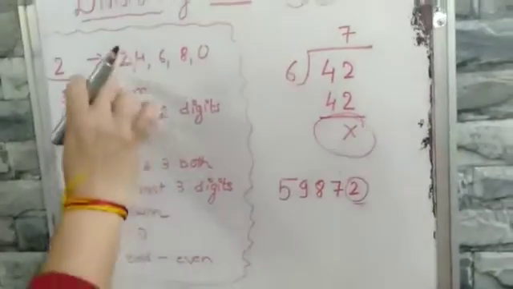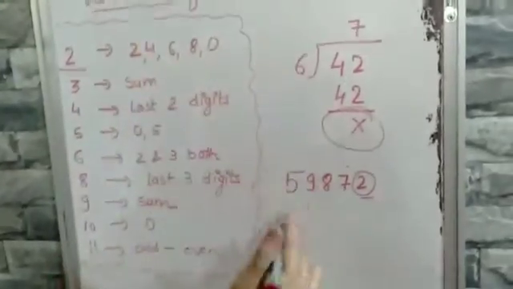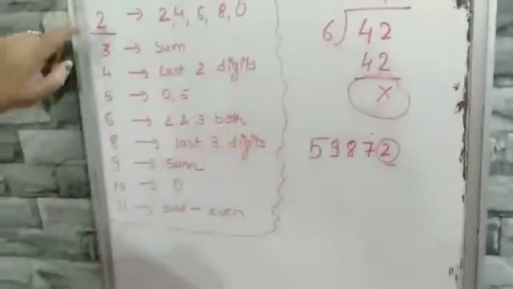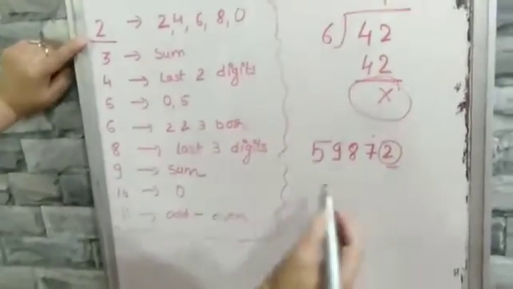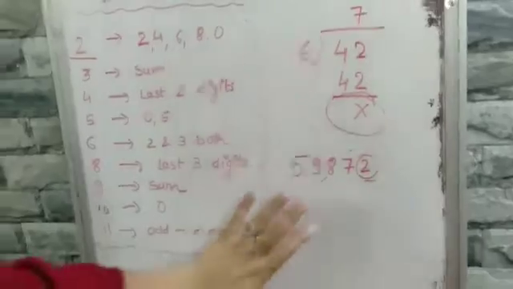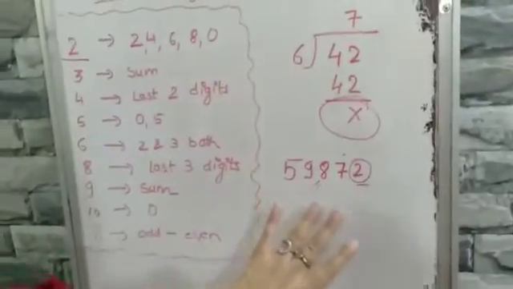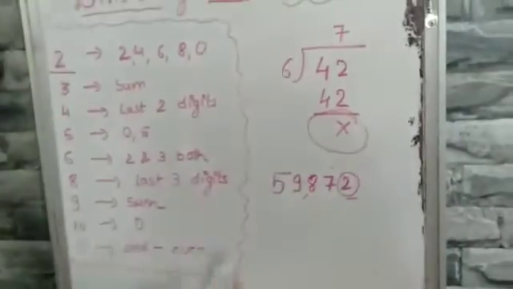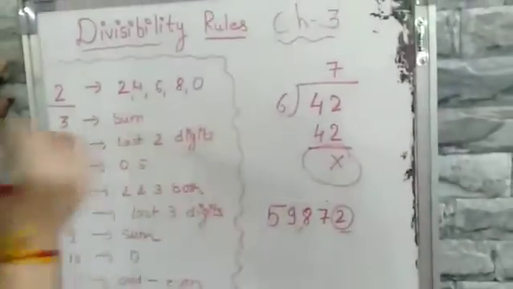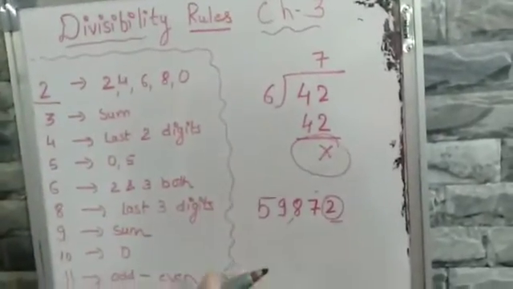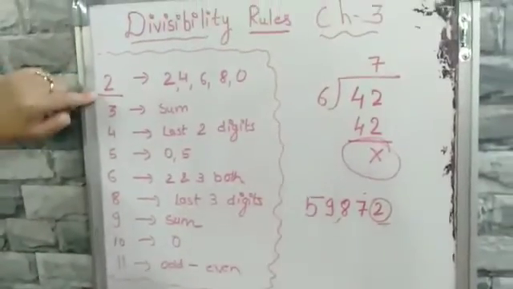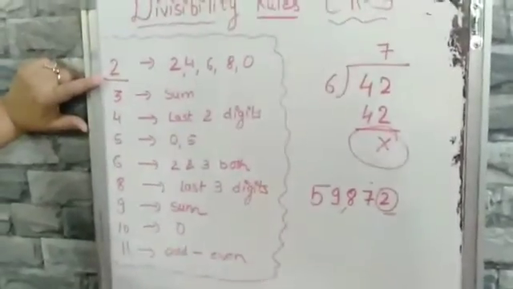If the ones digit is 2, 4, 6, 8, or 0, then that given number will be divisible by 2. It is perfectly handy for large numbers. For example, here I have taken the example 59,872. Please have a look at the ones digit. What is the ones digit? 2. So if the ones digit is an even number, it will be divisible by 2. Divisible means if we divide 59,872 by 2, there will be no remainder.